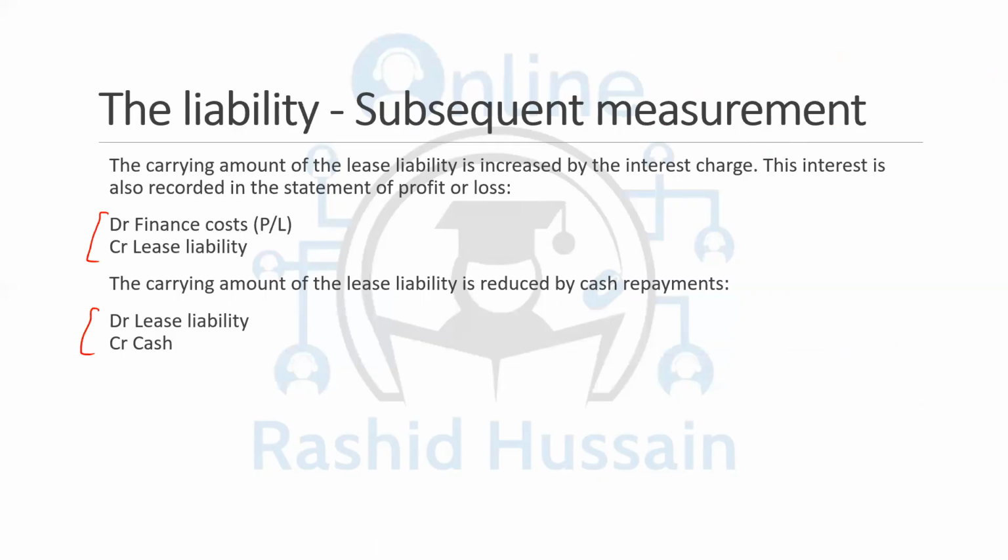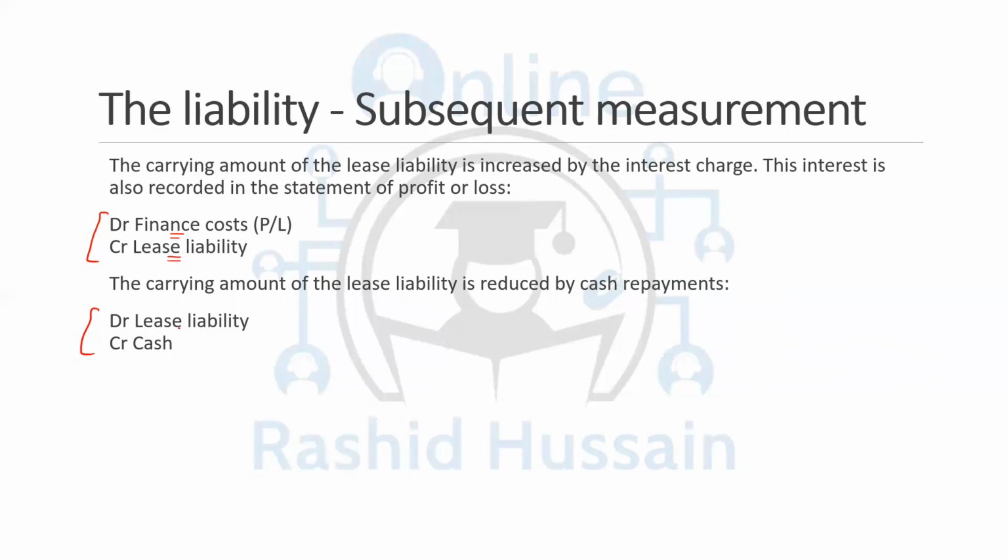Within the lease, interest is involved, and there's an interest rate to calculate the interest payment. So when the interest gets due and is accrued, this interest should be recorded as an expense within the profit or loss. And this will increase the liability. When the interest is being accrued, it will increase your liability.